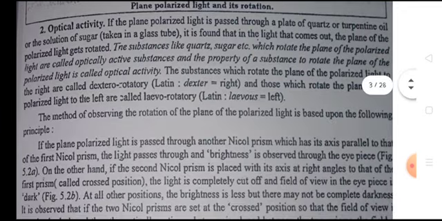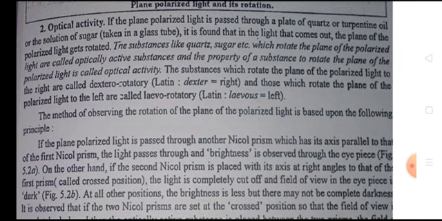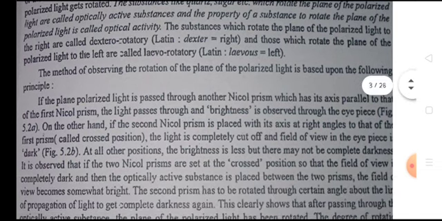Second, optical activity. If plane polarized light is passed through a plate of quartz or turpentine oil or a solution of sugar, it is found that on emerging, the plane of polarized light gets rotated. The substances like quartz and sugar, which rotate the plane of polarized light, are called optically active substances, and the property of substances to rotate the plane of polarized light is called optical activity. The substances which rotate the plane of polarized light to the right are called dextrorotatory, and those which rotate the plane of polarized light to the left are called levorotatory.